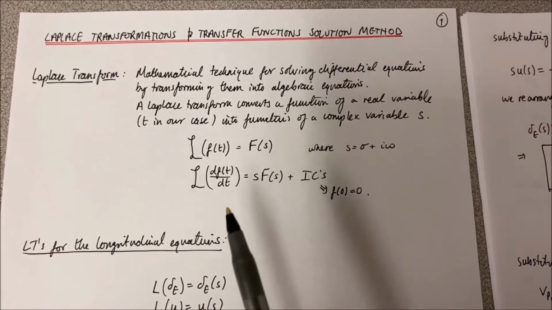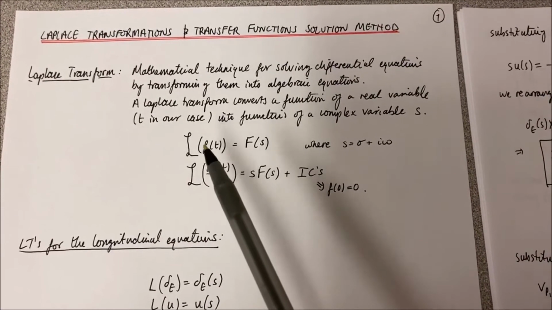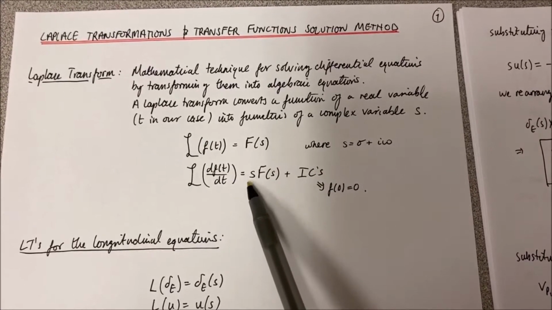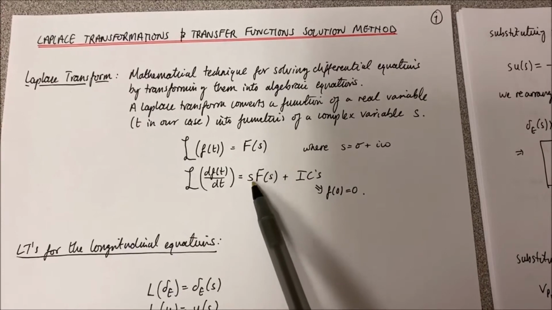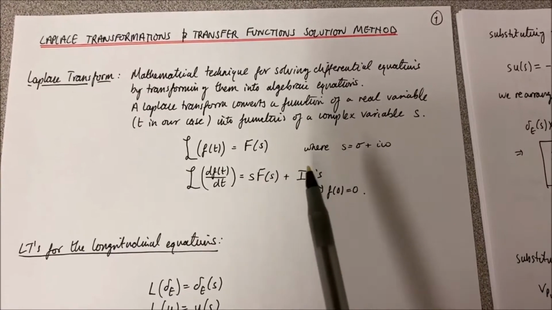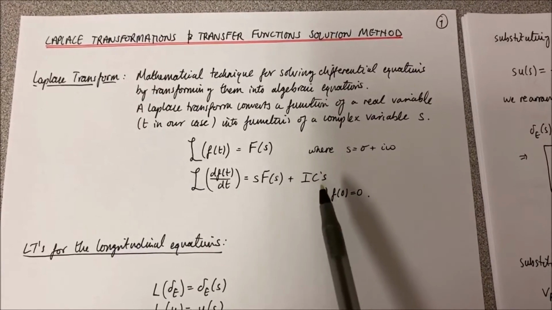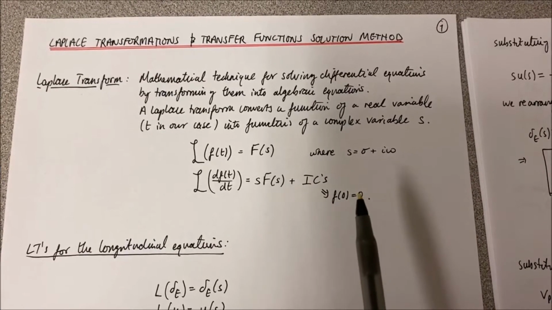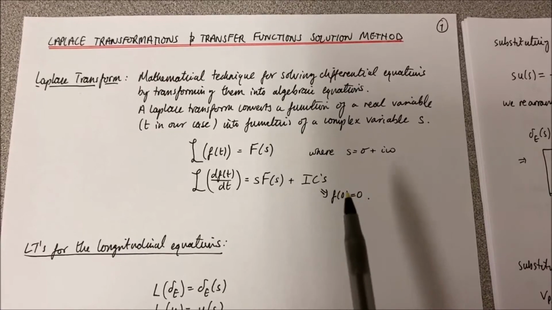And then if we apply the Laplace transform to the derivative of that original function of t, we just get the complex variable multiplied by the function of the complex variable plus some initial conditions. In our case, we're just going to assume that at t equals 0, f of 0 equals 0.